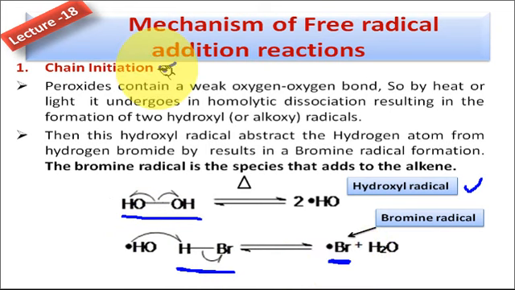So what is the chain initiation step? In the chain initiation step, the peroxide breaks by homolytic fission with formation of hydroxyl or alkoxy radicals, and due to the attack of this radical on the attacking species HBr, the bromine radical is formed.